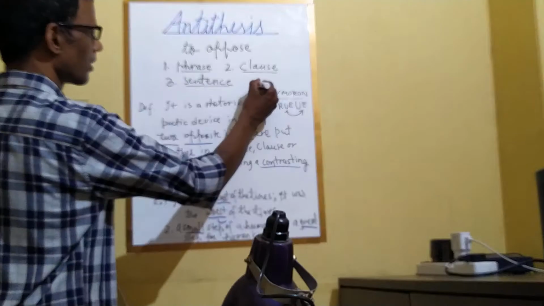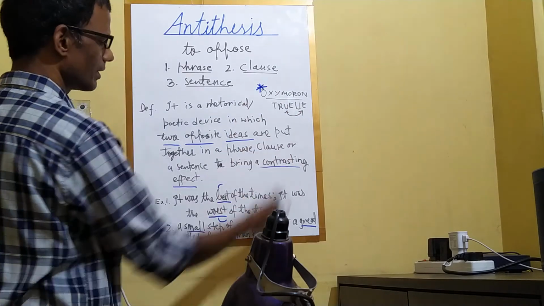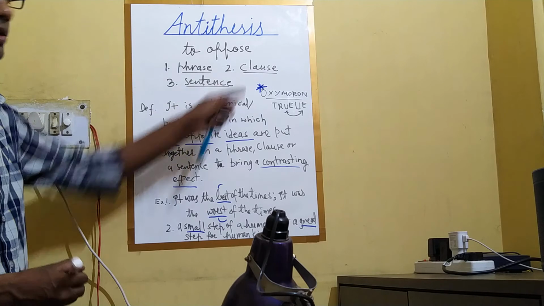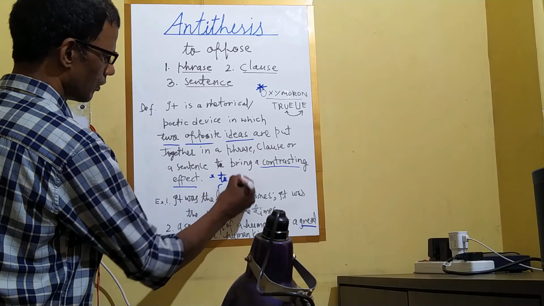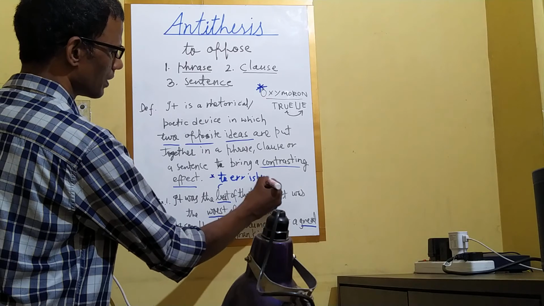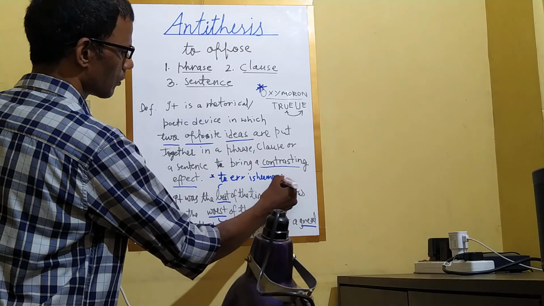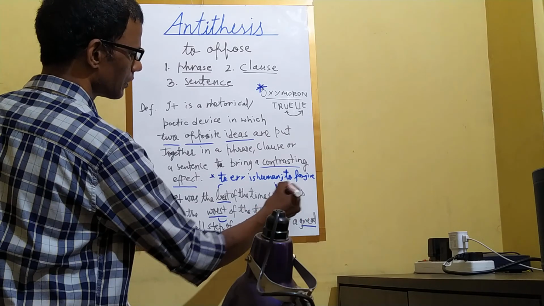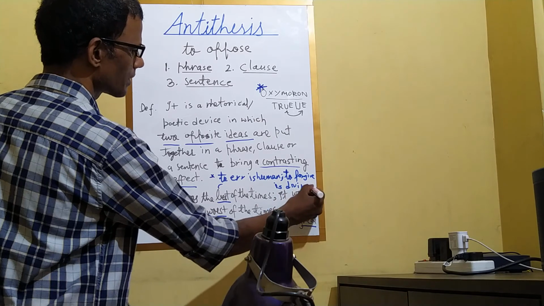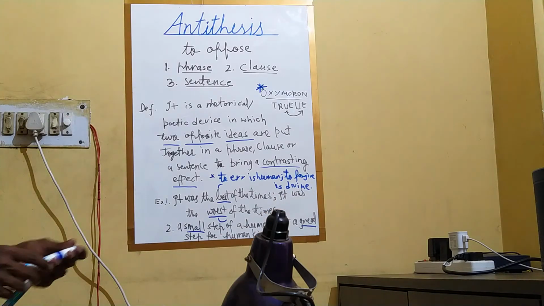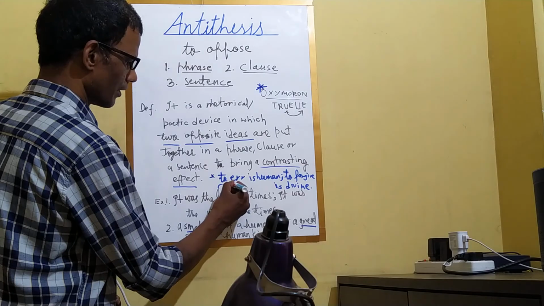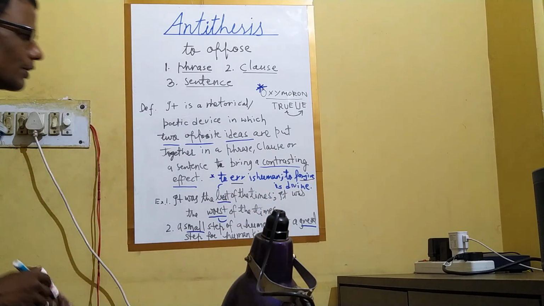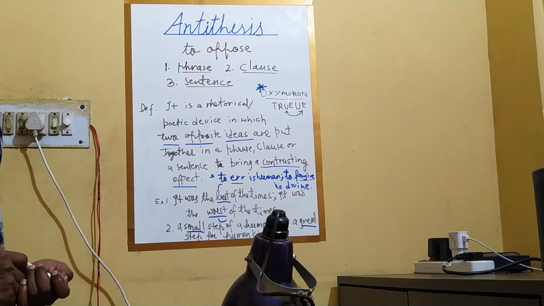Do not mix it with oxymoron, because in antithesis the ideas are in two different places, but in a single sentence, phrase, or clause. Okay, to err is human, to forgive is divine. Now, where are the contrasting ideas? Tell me. To err is human, to forgive is divine. Of course. Err means we commit a mistake, and forgive. So, mistake and forgiveness. To err is human, to forgive is divine.